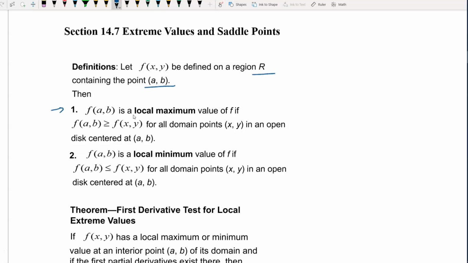Then f of a, b is a local maximum value of f if f of a, b is greater than or equal to f of x, y for all domain points x, y in an open disk centered at a, b. Number 2, f of a, b is a local minimum value of f if f of a, b is less than or equal to f of x, y. So here we have greater than or equal to, here we have less than or equal to, for all domain points x, y in an open disk centered at a, b.